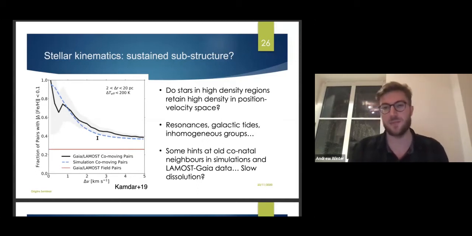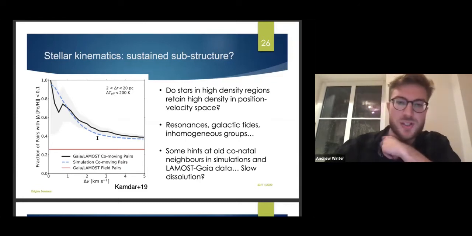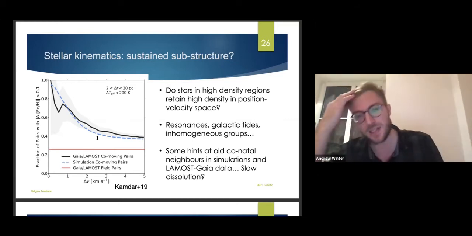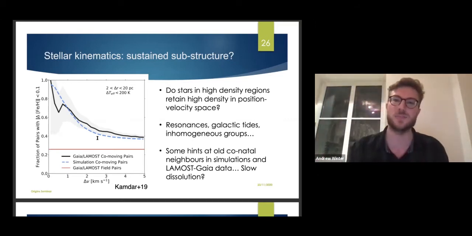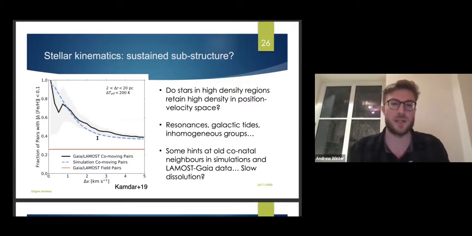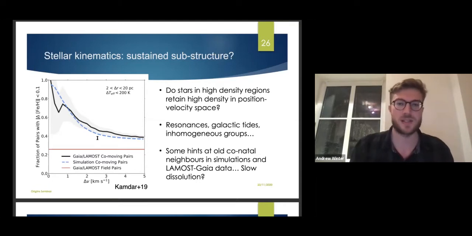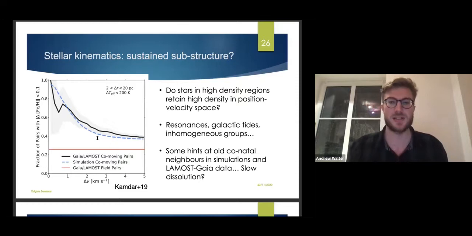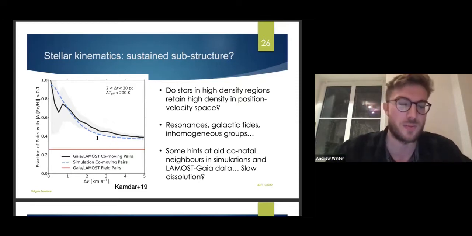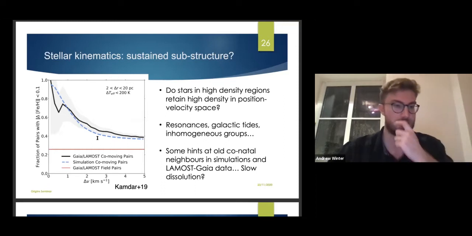There are a lot of other drivers of substructure within stellar kinematics, such as resonances, and you have galactic tides that can disperse co-moving groups. You have inhomogeneous groups. But we can say that there are some hints that there might be some old co-natal neighbors in simulations and in the MOST and Gaia data, and this might support a slow dissolution of co-moving groups from dense star-forming regions.